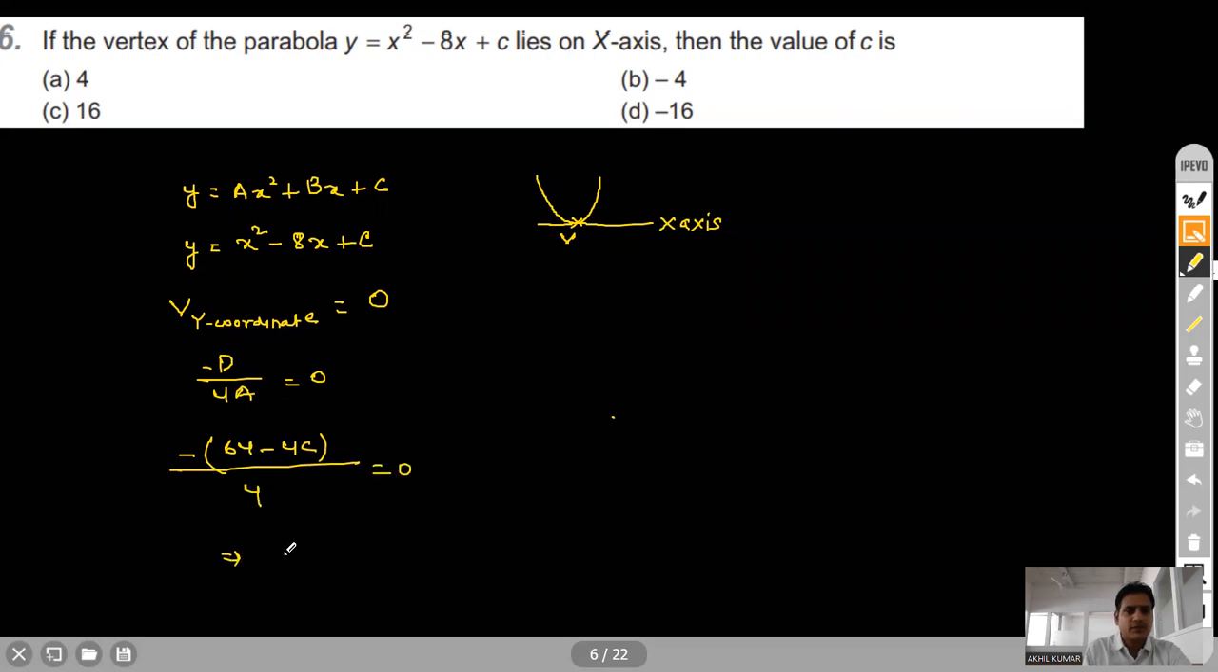So from here, if you see, minus 64 plus 4c is equal to 0. So from here, we get c is equal to 16. C equal to 16. So this will be our answer. Option C is correct.